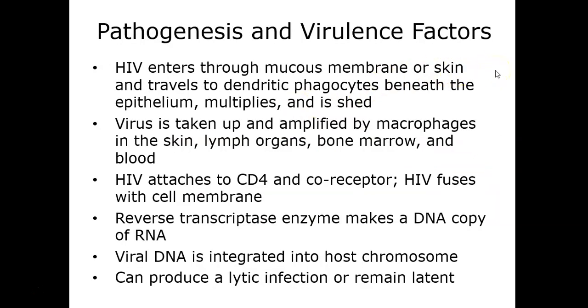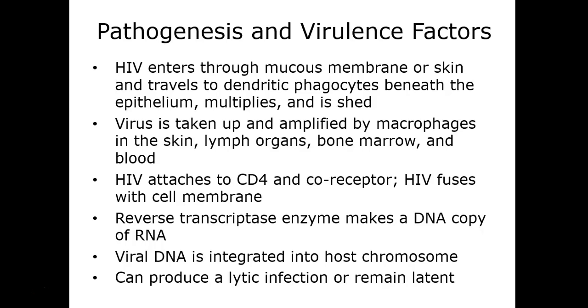So how does the virus cause its disease? What are the virulence factors that allow it to get in there and do its damage? Well, we have the HIV virus entering through the mucous membranes or the skin, and it travels to your dendritic phagocytes beneath the epithelium, where it multiplies, and then the new virions are shed.